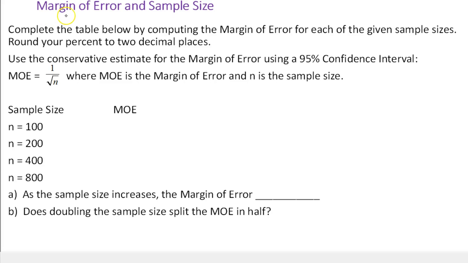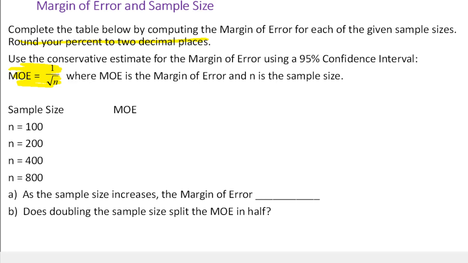In this video, we're going to look at margin of error and sample size. Complete the table below by computing the margin of error for each of the given sample sizes. Round your percent to 2 decimal places. Use a conservative estimate for the margin of error using a 95% confidence interval, where the margin of error equals 1 over the square root of n, and n is the sample size.